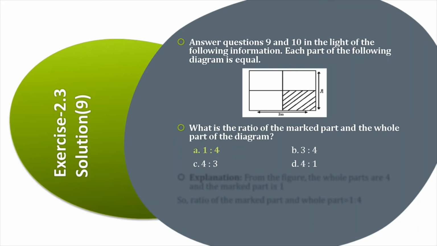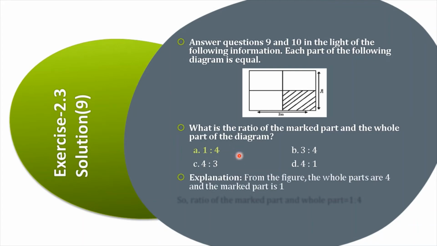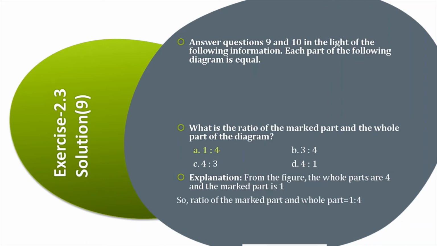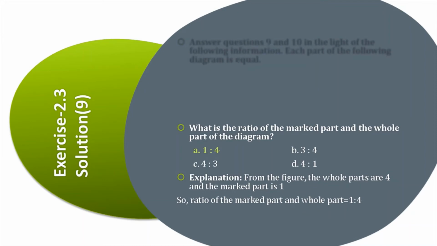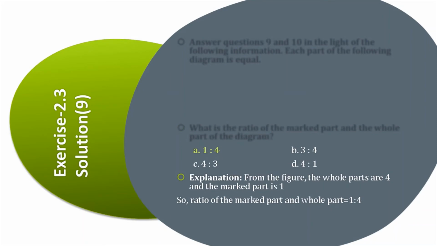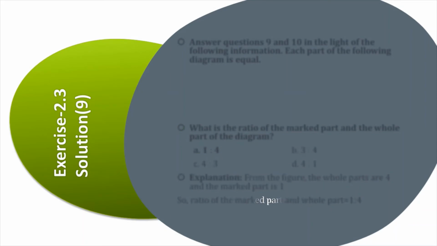Let us see the explanation. From the figure, the whole parts are 4. In here you can count 1, 2, 3, 4. That is, the whole part is 4 and the marked part is 1. That means this is the marked part and it is 1. So the ratio of the marked part and the whole part is 1 is to 4, as you can see. So my dear students, answer 9 is 1 is to 4, as you can see from the explanation.